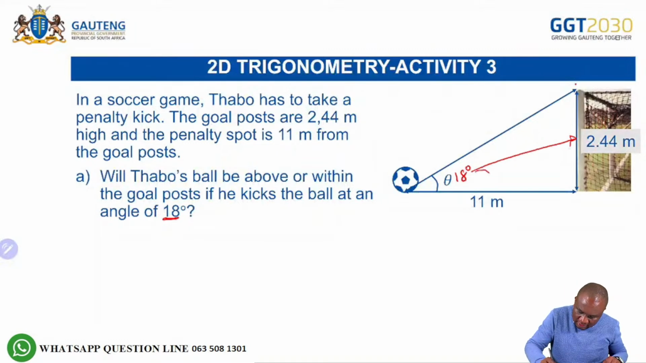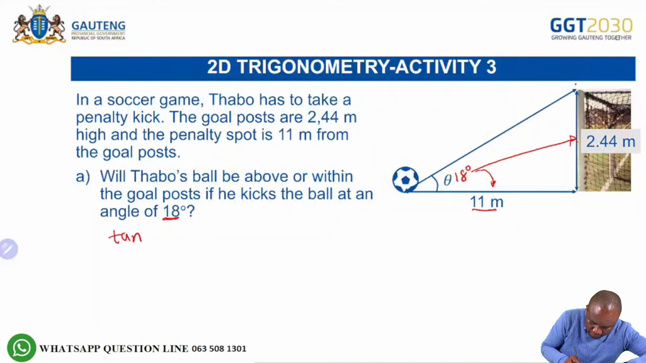And then the distance of the penalty spot from the goalpost is 11 meters. So we have the opposite side and the adjacent side. We're going to use tangent of the angle. So tan 18 degrees is equal to the height of the ball when it gets to the goalpost, let's say h for height, over the adjacent side, which is 11.